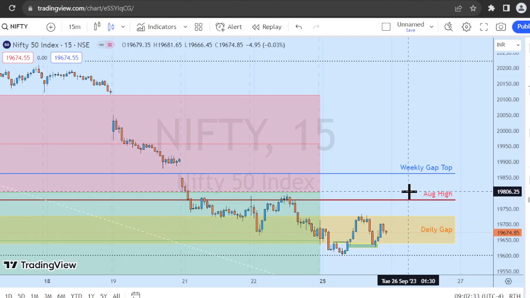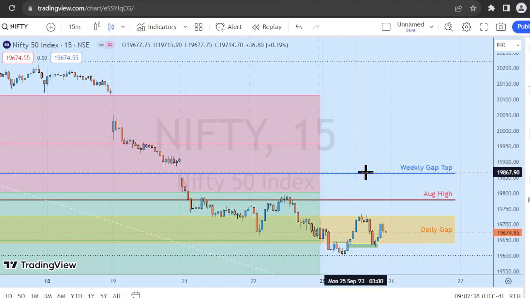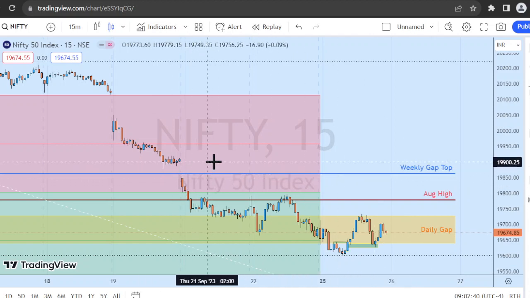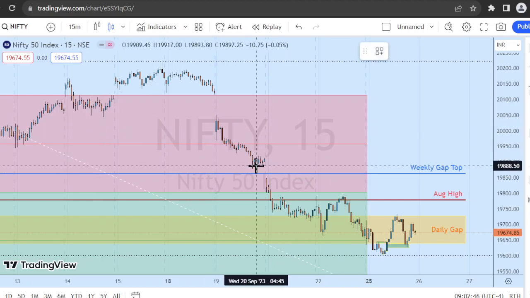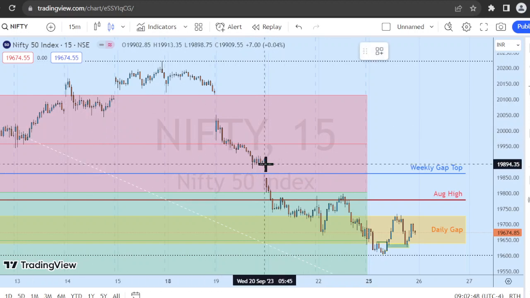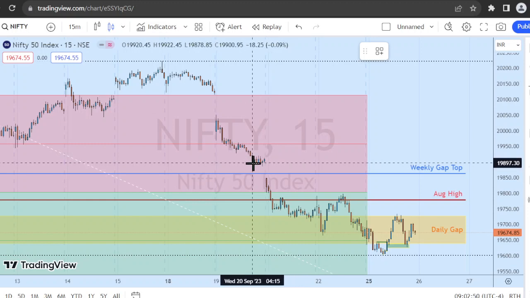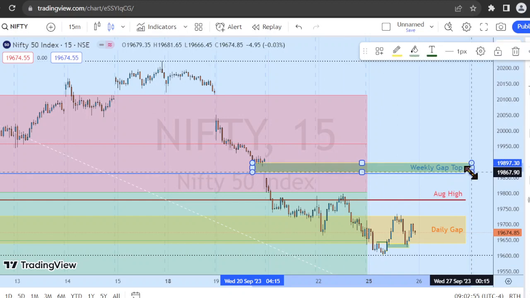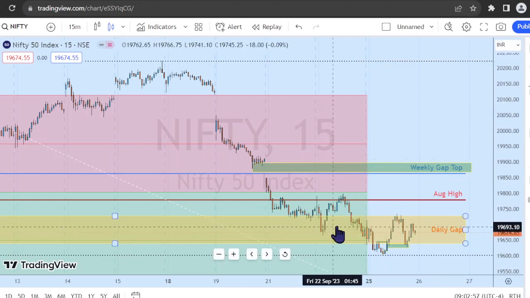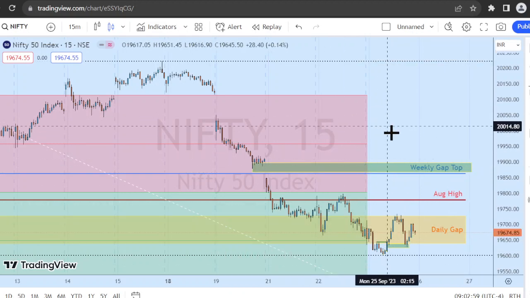So if it goes through that, and then this is the weekly gap top, this blue line, and then I'm looking for this gap to be filled, and I'll be taking a look at the price action over here. This is how we look at price action.